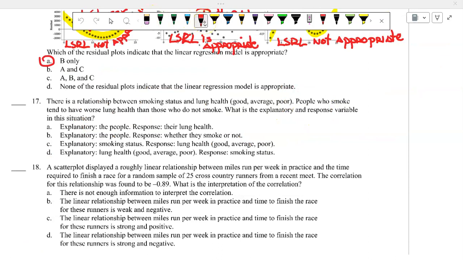All right, 17. There's a relationship between smoking and lung health. People who smoke tend to have worse lung health than those who don't smoke. What's the explanatory variable? Well, the explanatory variable influences the response. In this case, whether or not you smoke influences your lung health. So our explanatory variable is going to be smoking status, and our response is going to be lung health.